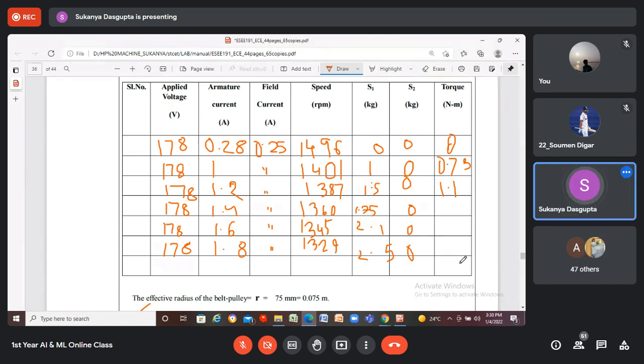Calculate the torque, and then try to draw the speed torque characteristic curve on plain paper. You will be able to understand what is the actual shape of the characteristic curve.